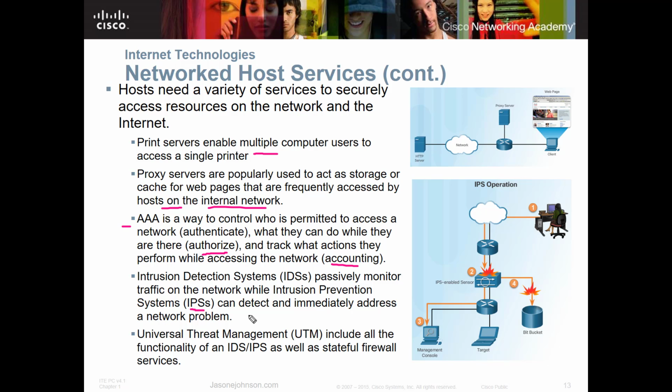An intrusion detection system passively monitors traffic on a network, while intrusion prevention can detect and immediately address a network problem. So those are two different things, and they work differently. One is intrusion detection, which just sits back and passively monitors traffic. It's not as immediate, and it doesn't react as fast. Intrusion prevention systems can detect and immediately address network problems. For example, if someone's doing a denial of service on your network, the IPS would take care of that faster.